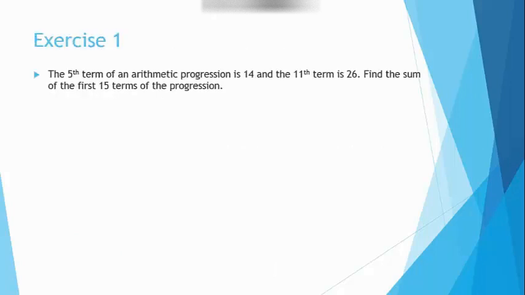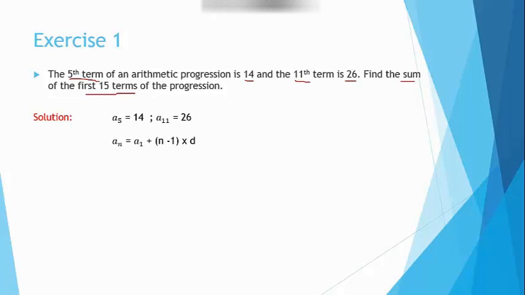Exercise 1. The fifth term of an arithmetic progression is 14 and the 11th term is 26. Find the sum of the first 15 terms of the progression. Let's start by underlining the important keywords. We are asked to find the sum of the first 15 terms. The fifth term a5 equals 14 and a11 equals 26, but we do not know the first term or the common difference. So we are going to apply those values in the equation.